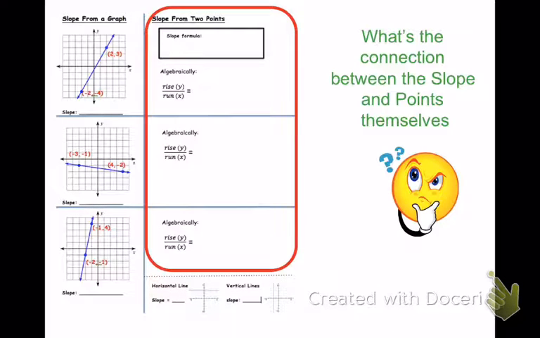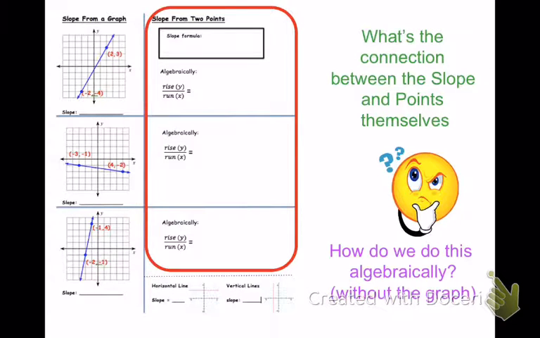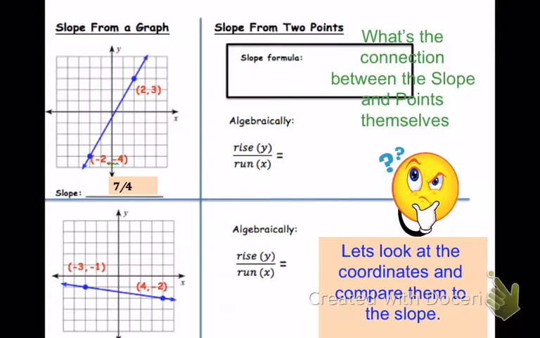So first, before we get to that, we're going to ask ourselves, what is the connection between the slope and the points themselves? There is a connection, and this is going to be the algebraic method, meaning without using the graph. So let's look at the first one. Earlier we got that the first one was 7 divided by 4 for our slope. So let's go ahead and look at our coordinates.